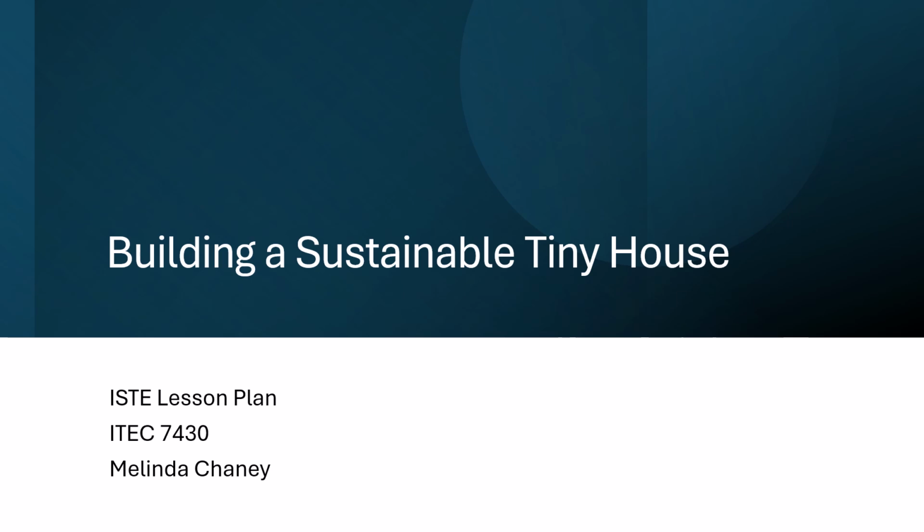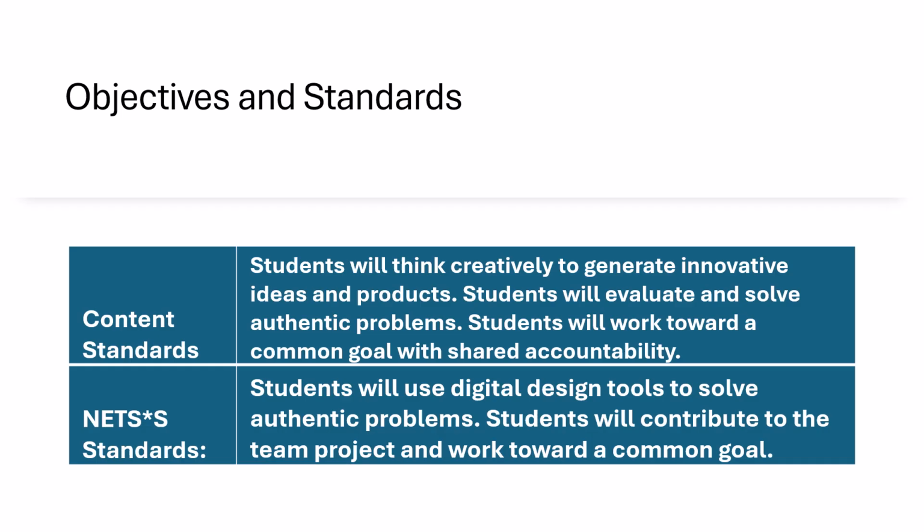Our curriculum standards are divided into two parts: critical thinking and effective growth. The objectives and standards for this project are students will think creatively to generate innovative ideas and products. Students will evaluate and solve authentic problems. Students will work toward a common goal with shared accountability. And students will use digital design tools to solve authentic problems. Students will contribute to the team project and work toward a common goal.